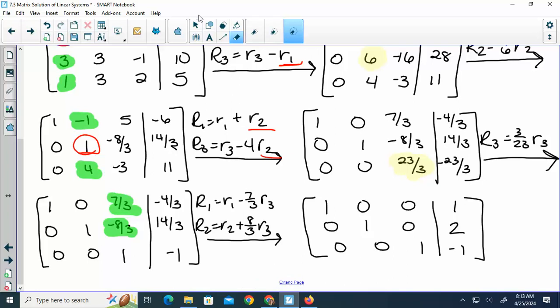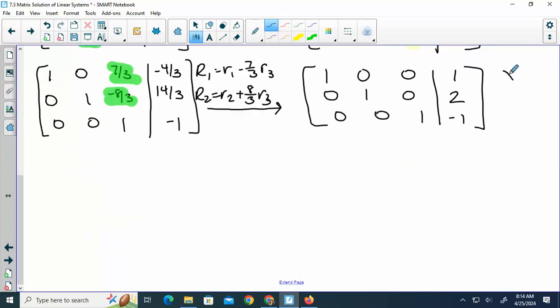So my answer is x equals 1, y equals 2, z equals negative... and then just write it as an ordered triplet.